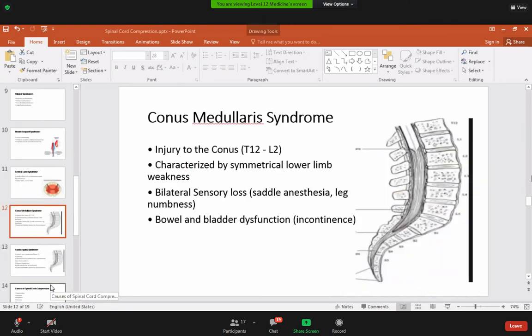Then we have conus medullaris syndrome. I told you that at the level where the spinal cord is going to end, it makes the shape of a cone. And if there is injury to that cone, at the level of that area, the T12 to L2 region, it is usually characterized by symmetrical lower limb weakness.